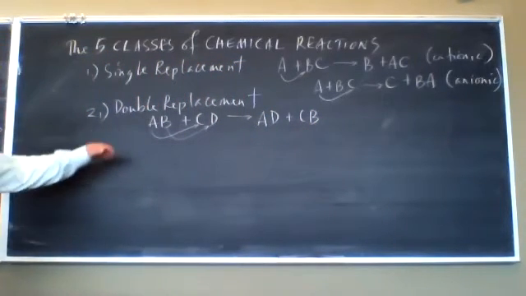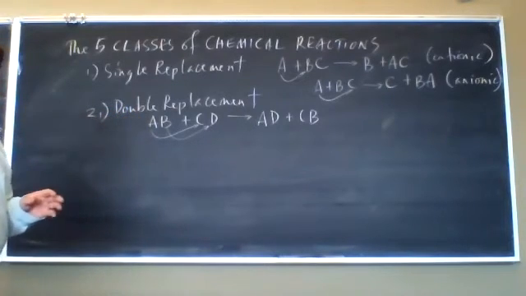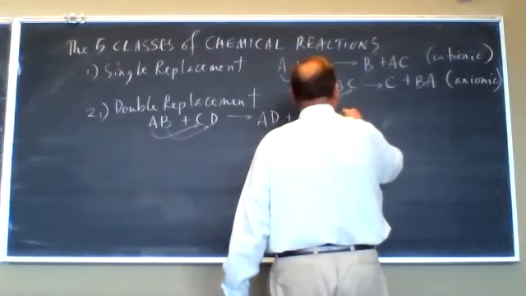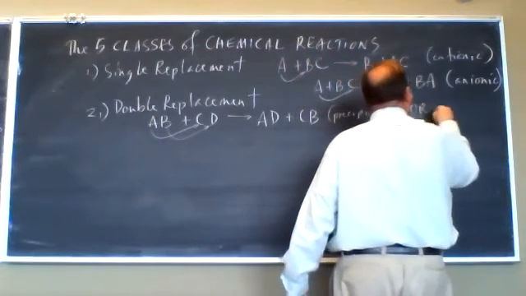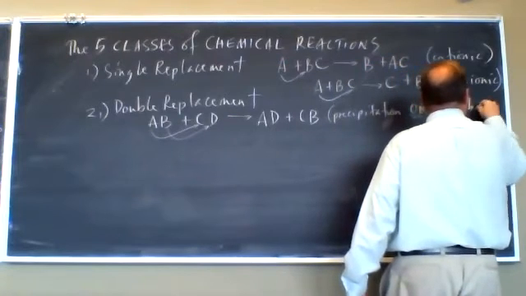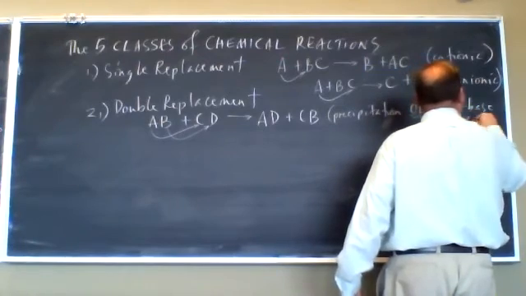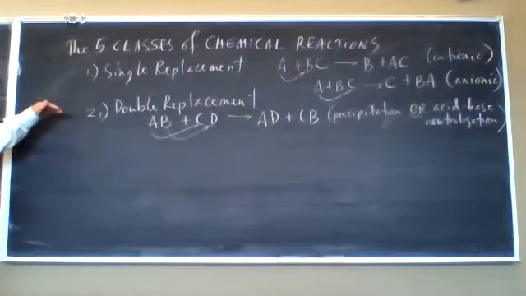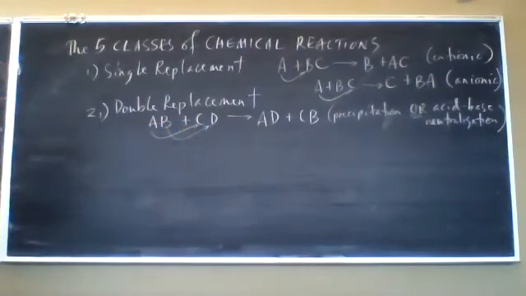And then, of course, these types of reactions fall into 2 broad categories. They are either precipitation reactions or acid-base neutralization reactions. So those are double replacement reactions. Identifiable, they start with two chemical compounds.